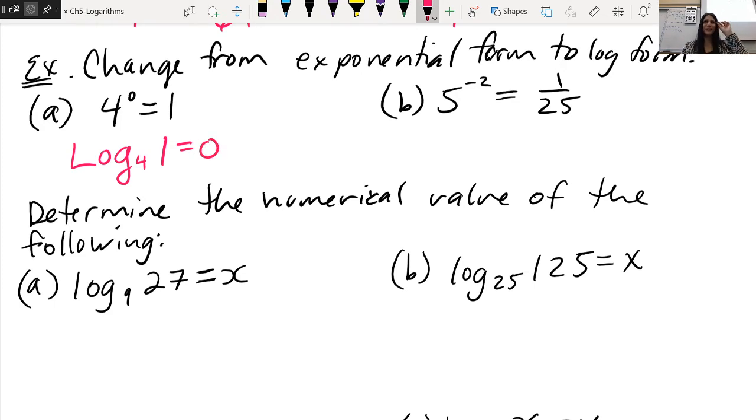So here's where the mind shift comes into play. I feel like it this way, is this a little bit harder to wrap your head around? Or is it starting to kind of make sense? Okay, so how about the next one? Log, what's going to be the base? And what are we taking the log of? 1 over 25, and that's going to equal -2.